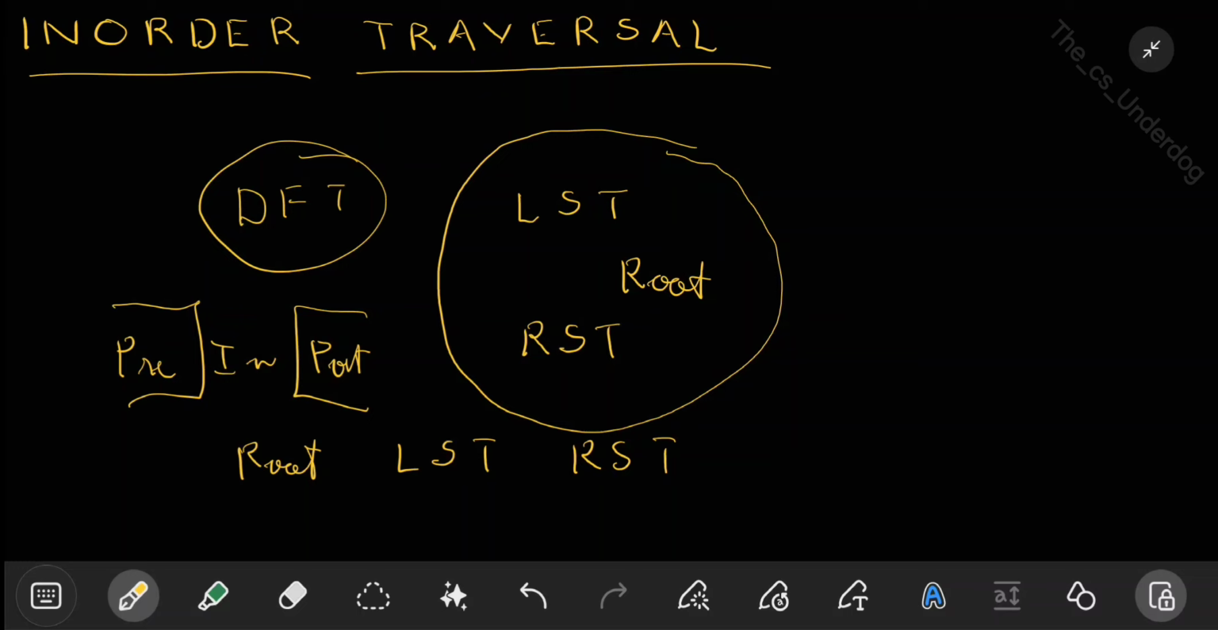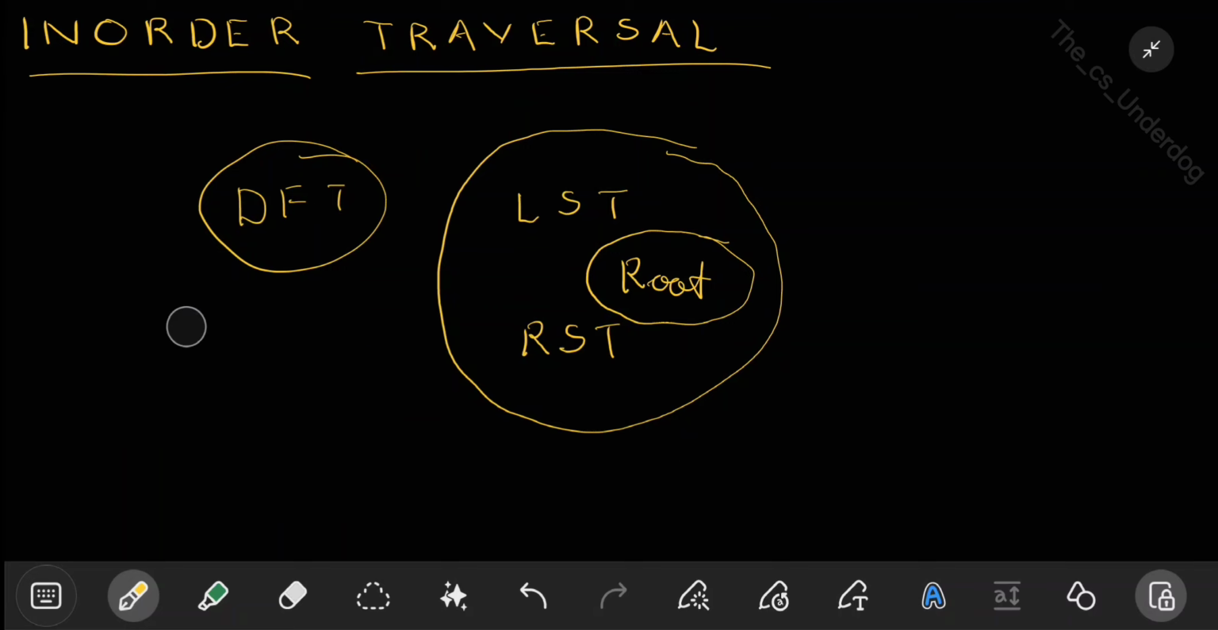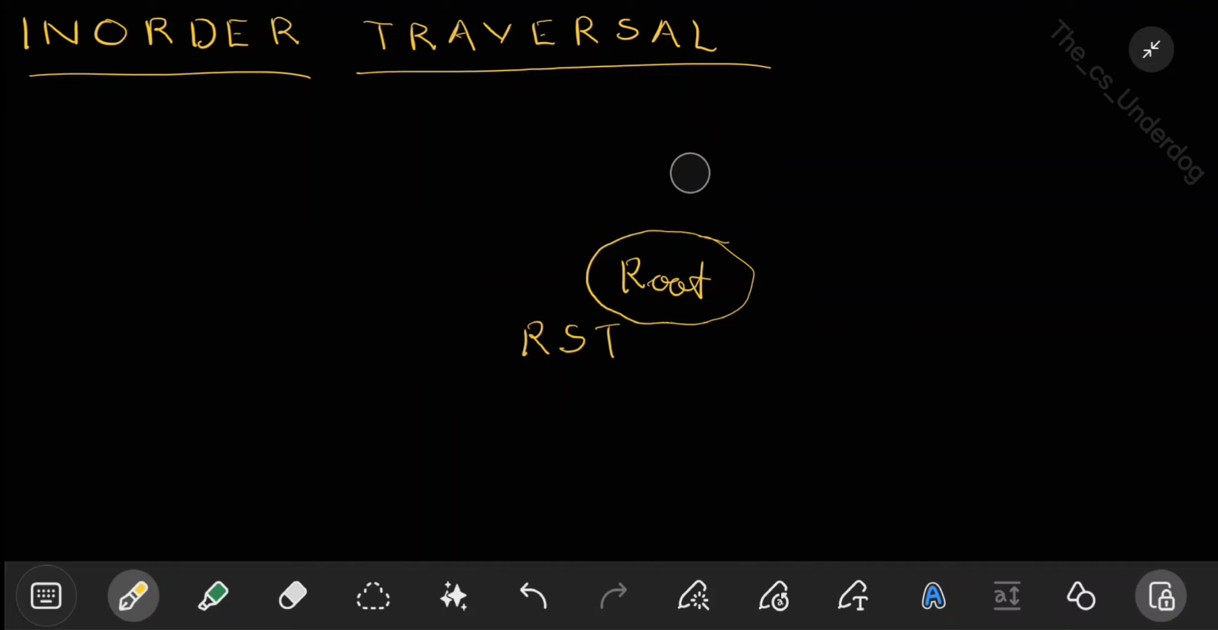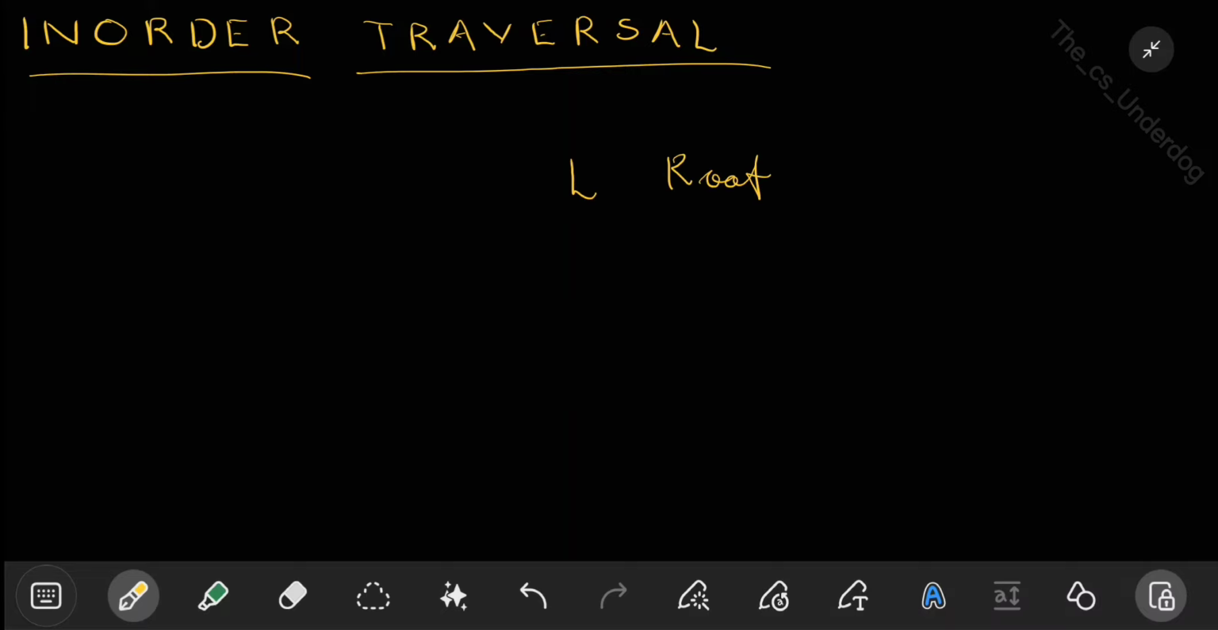So in case of pre-order, root comes before the left and right subtree, and here we are considering in order. So in order, root comes right in between the left and right subtree. So that is during traversal. Let us see how this traversal is done with an example. It will be easier to understand with an example. So just keep this order in mind. First you have to go to the left subtree, then the root, and then you will go to the right subtree. This is the order we will follow in order traversal.